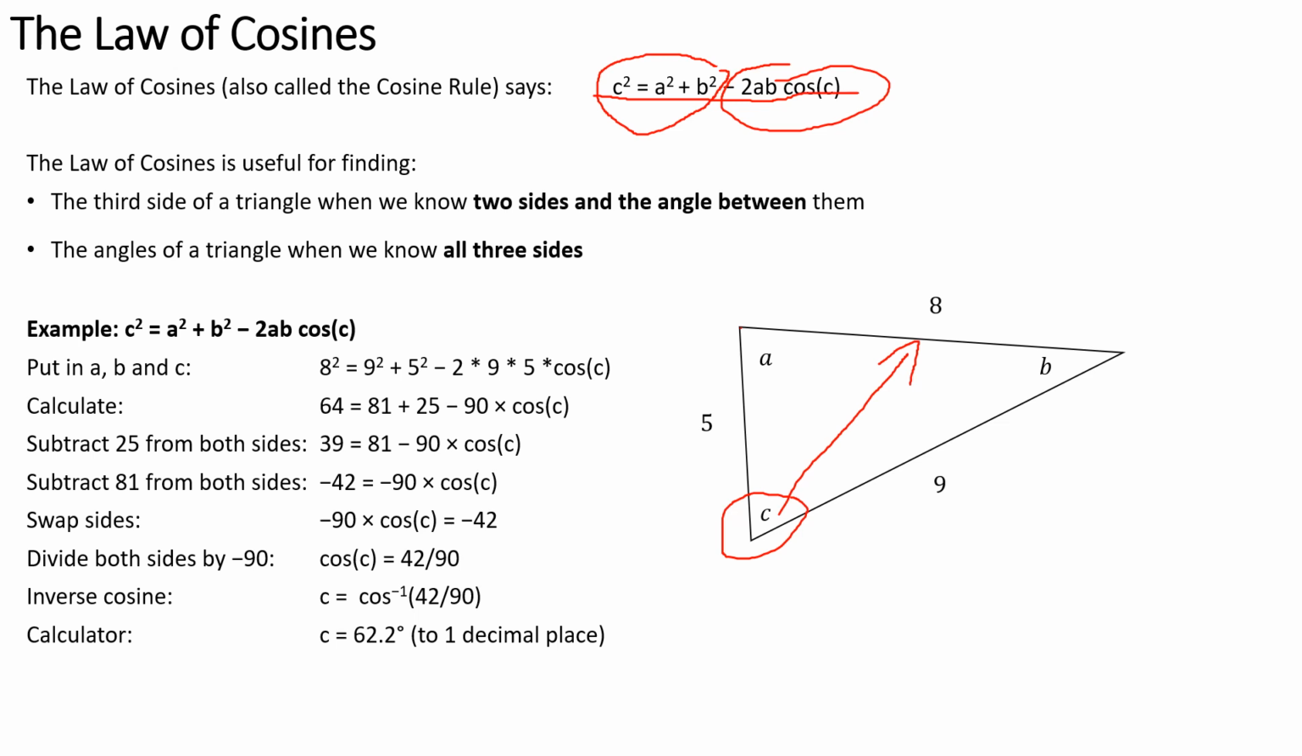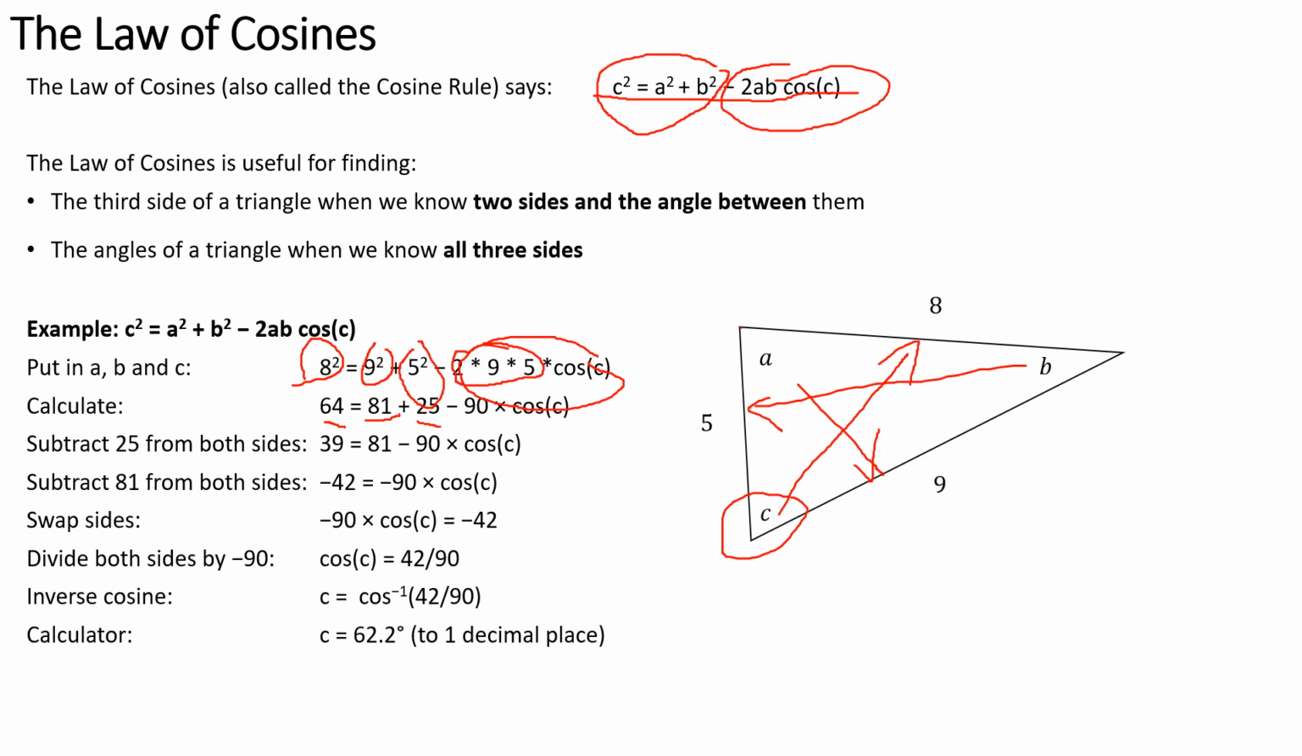And then I'll put my A and B squared right here. Opposite of my A is 9. Opposite of my angle B is 5. So 8 squared, my C squared, equals 9 squared plus 5 squared minus 2 times AB, 2 times 9 times 5 times cosine C. And this is all multiplied together here, so we've got to be careful with this. So 8 squared is 64. 9 squared is 81, plus 5 squared is 25.